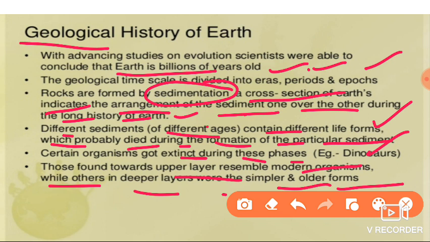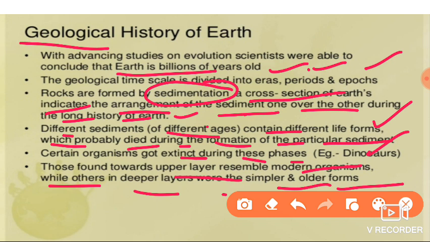And if you find such things in the sediments, we can say that at a particular time that particular species' life was present. This is what is given about the sediments: how the rocks and earth form layers, and those layers we call sediments. In those sediments we find different life forms that are already extinct.